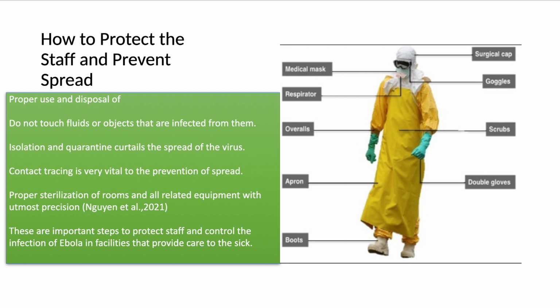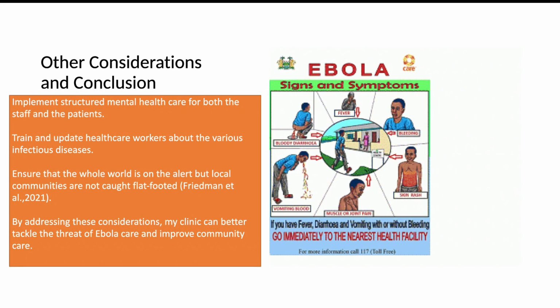Isolation is imminent. Other considerations include implementation of structured mental health care for both the staff and the patient. Also, it is good to get the officials well trained. And again, isolation is vital. Contact tracing also helps.